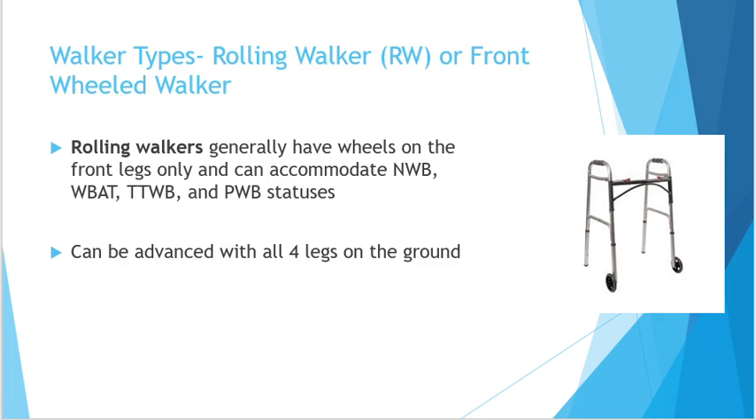More commonly seen are the rolling walker, often abbreviated RW, or a front-wheeled walker. Sometimes you'll see it abbreviated FWW. So they usually have wheels on the front legs only. And these can accommodate all of the different weight-bearing restrictions. Non-weight-bearing, weight-bearing is tolerated, toe touch, and all partial weight-bearing statuses. So you can use a walker for anybody.